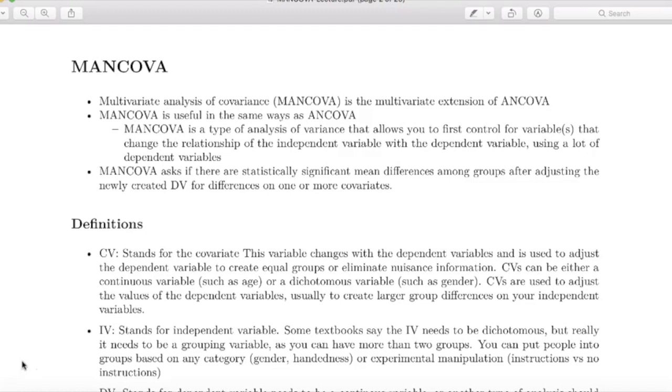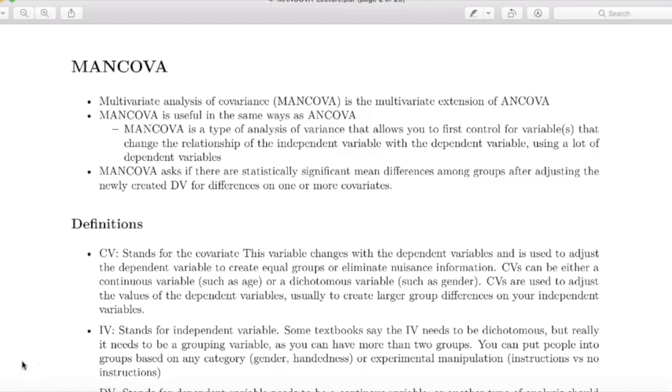So let's go over a couple of definitions. CV is going to stand for covariate. It can be continuous, like age, or it can be a dichotomous variable. The idea is that we're going to adjust the values of the dependent variables on the groups that we have in our study. And because we already accounted for that, if we still see a difference in our groups, then we definitely have something.